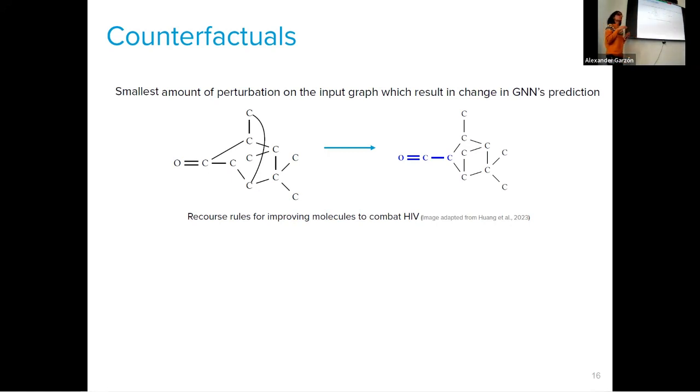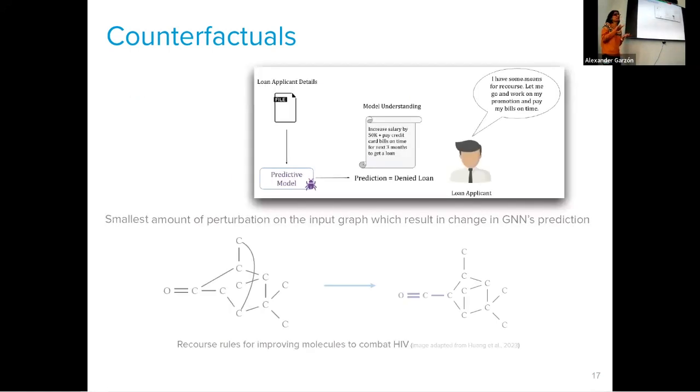But also you are interested in small changes, because if I go back to this loan example, if you say you have to change your salary, you have to change your house location, you have to change your country to get this loan accepted, then this explanation is also not useful for you as a recourse. Does that answer your question?